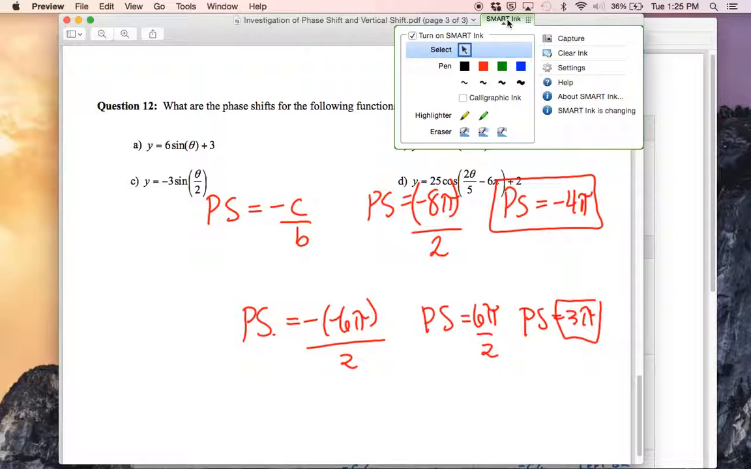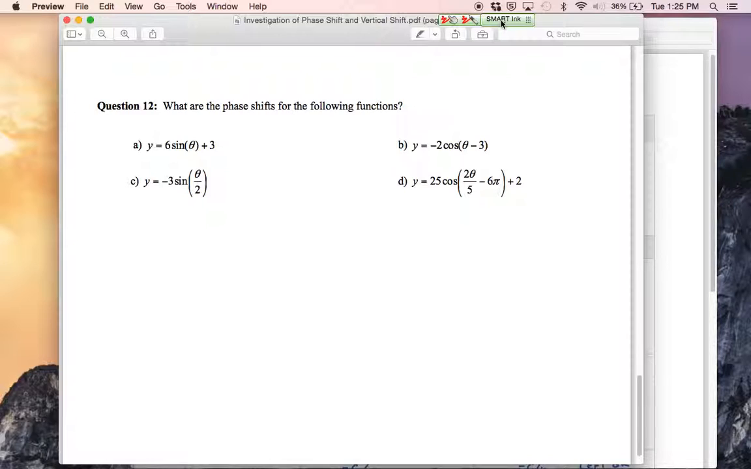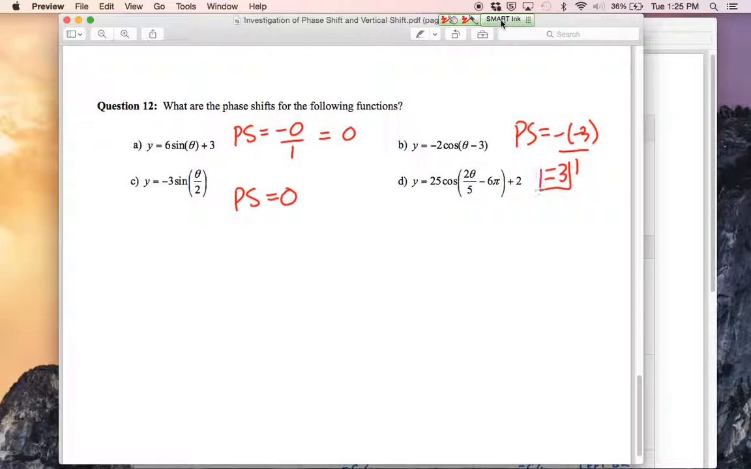What are the phase shifts for the following functions? There is no phase shift here. Phase shift is negative c over b, so we get negative 0 over 1, which is 0. There's no phase shift. There's also no phase shift here. There's no c value. There's no phase shift. Here, phase shift is negative 3 over 1, so you get positive 3.